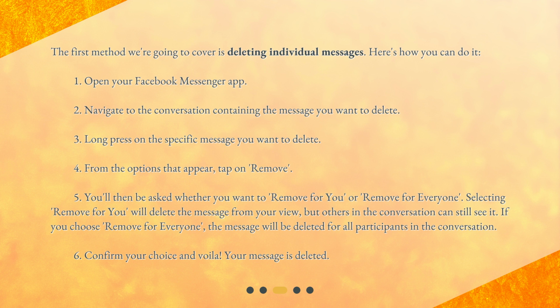5. You'll then be asked whether you want to Remove for You or Remove for Everyone. Selecting Remove for You will delete the message from your view, but others in the conversation can still see it. If you choose Remove for Everyone, the message will be deleted for all participants in the conversation. 6. Confirm your choice and voila! Your message is deleted.